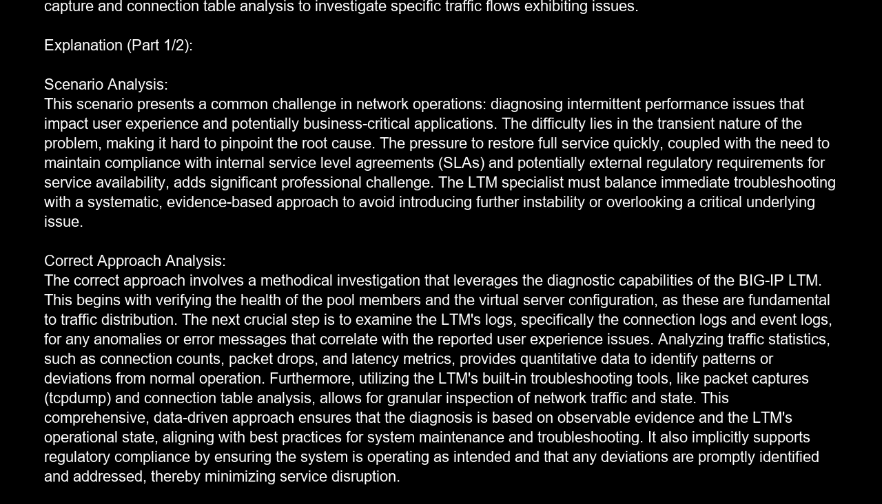This comprehensive, data-driven approach ensures that the diagnosis is based on observable evidence and the LTM's operational state, aligning with best practices for system maintenance and troubleshooting. It also implicitly supports regulatory compliance by ensuring the system is operating as intended and that any deviations are promptly identified and addressed, thereby minimizing service disruption.